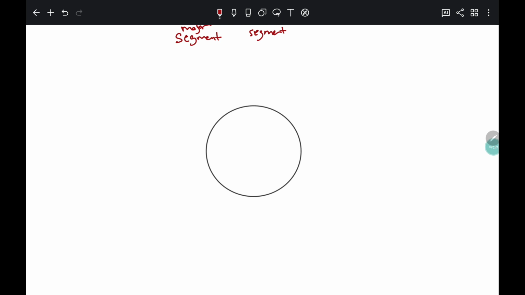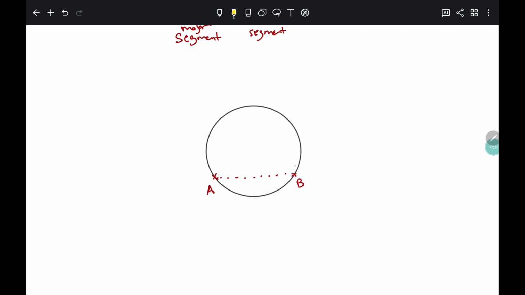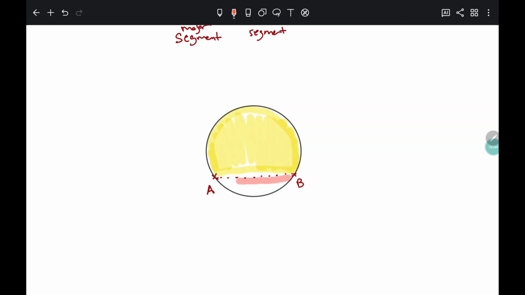Over here, I have a circle. Same thing like yesterday, I am going to select 2 points, A and B, on the circle. If I have these 2 points, imagine this dotted line here, imaginary. It is separating your circle into 2 parts, one above here, the major segment, and the other one below here, the minor segment.